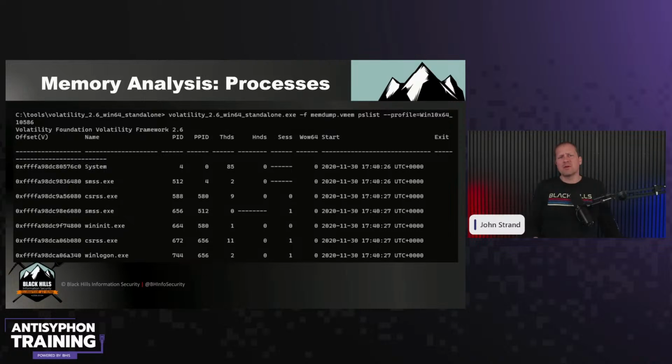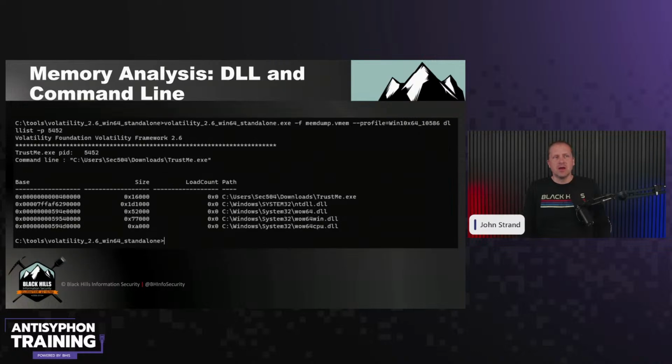Processes. We have the process ID and the parent process ID. What process begat which other process on this particular computer system? Memory analysis, DLL, command line. Remember, we ran tasklist /m /fi, where we created a filter, and within that filter, we did PID eq, the process ID. We can do all of that with Volatility.